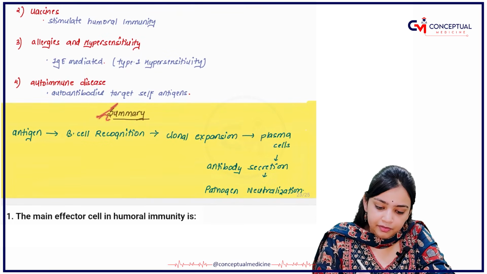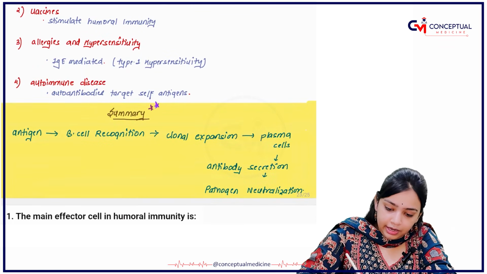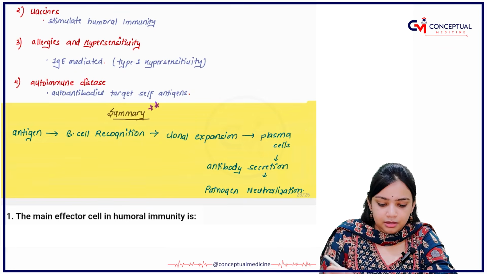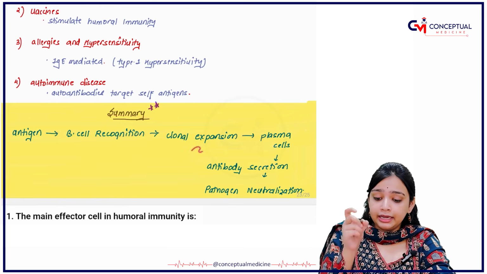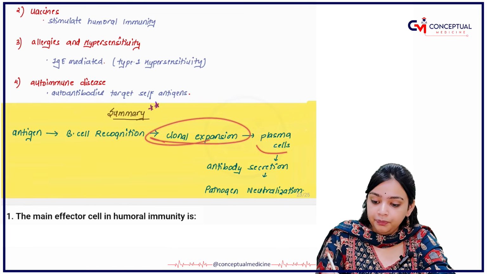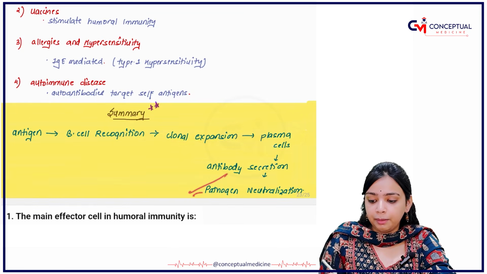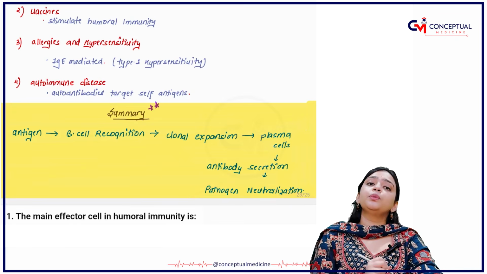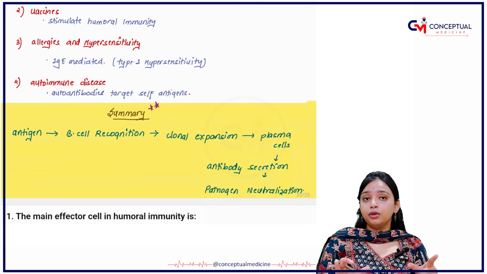Here is a summary table which I have given you, and these summary tables are obviously very important. Here I have given you the mechanism. First, there is antigen. Then the B cell recognizes the antigen. Clonal expansion is there. The plasma cells get activated. There is antibody secretion, and the pathogens are neutralized. So this was all about the humoral immunity.